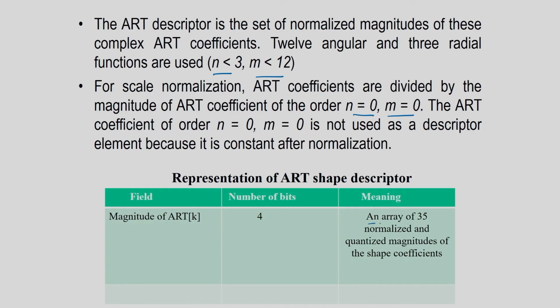So that means I will be getting an array of 35 normalized and quantized magnitudes of the ART coefficients, because the ART coefficient corresponding to N equal to 0 and M equal to 0 is not considered, it is used for the normalization.